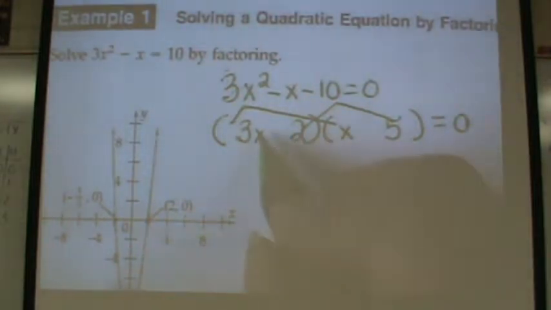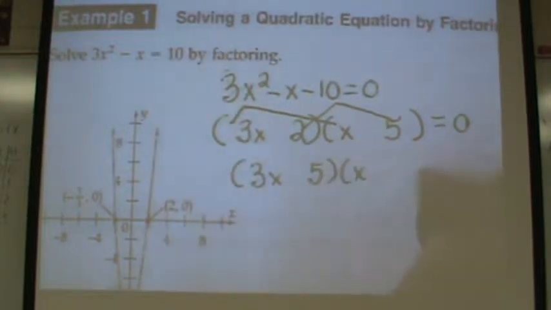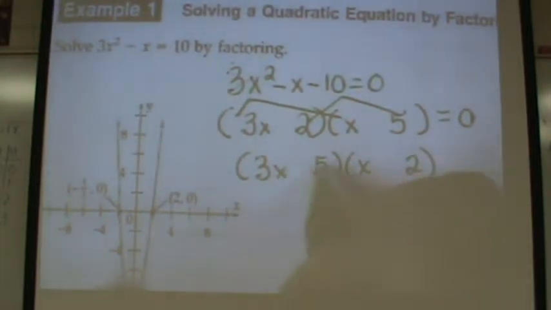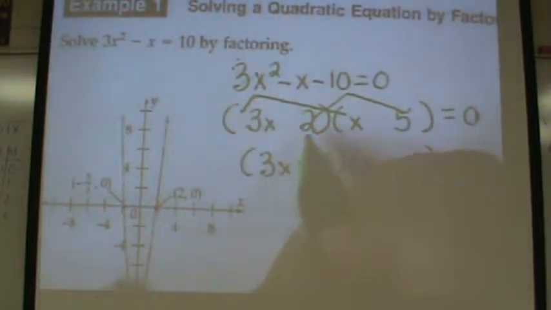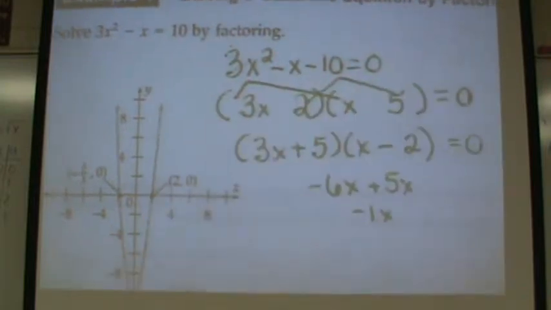Does that work? 3x times x is 3x squared. 3x times 5 is 15x, and 2x, that's not going to give me a 1x. So what do I need to do? Switch. Let's put the 5 here and the 2 here. Well, 3x times x is 3x squared. 3 times 2 is 6, and 5. How can I get a negative 1? Where would I put a negative? Plus 5 and a minus 2. Bingo. Because 3x times negative 2 is negative 6x, and 5 times x is 5x. These 2 give me my negative 1x, which is my middle term. You guys remember doing this?